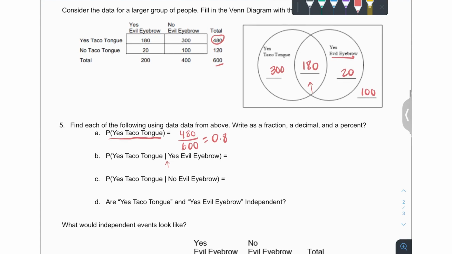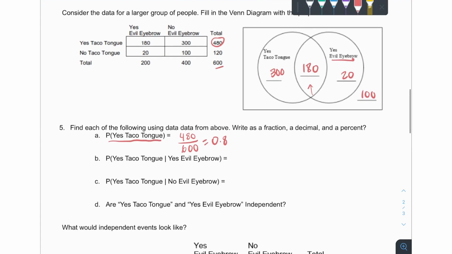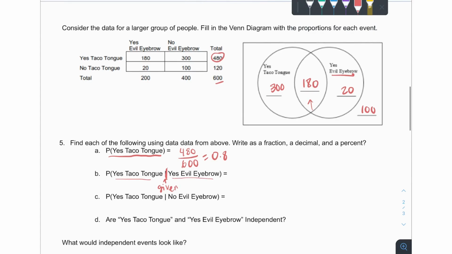Okay. On the next one, we are now dealing with a given or a conditional. Remember this line right here, that line means given. So this is saying, yes, taco tongue given evil eyebrow. So what that means is whatever I'm given, whatever comes after that line is what I'm going to look at. So yes, evil eyebrow is what's given. So I'm going to highlight that in my Venn diagram and in my two-way table.